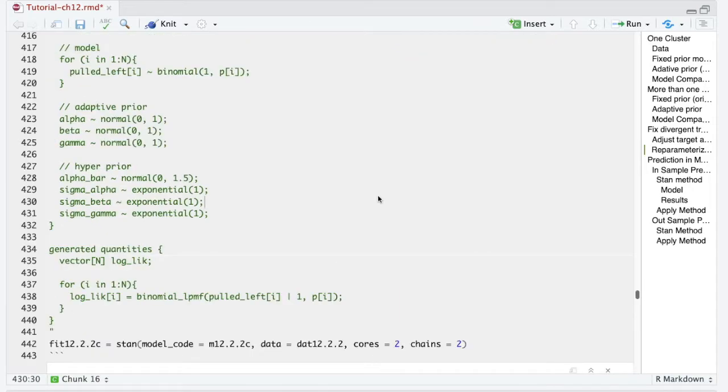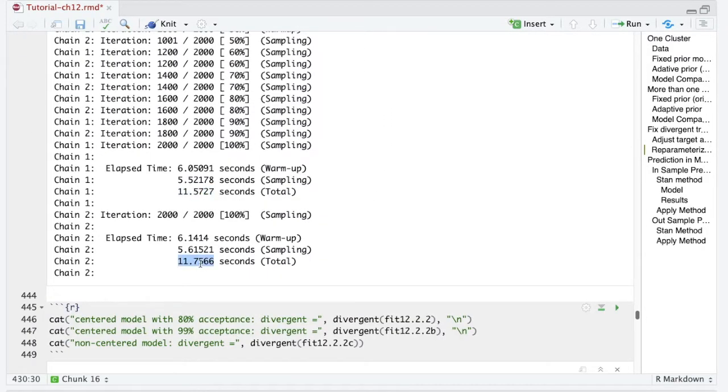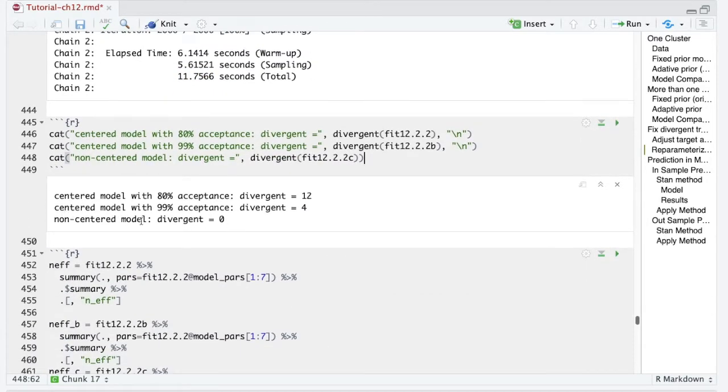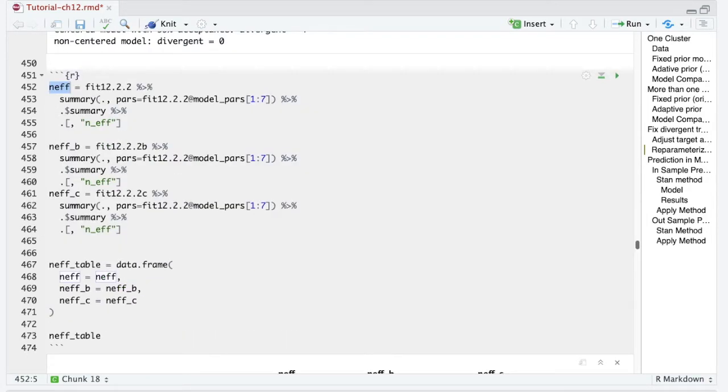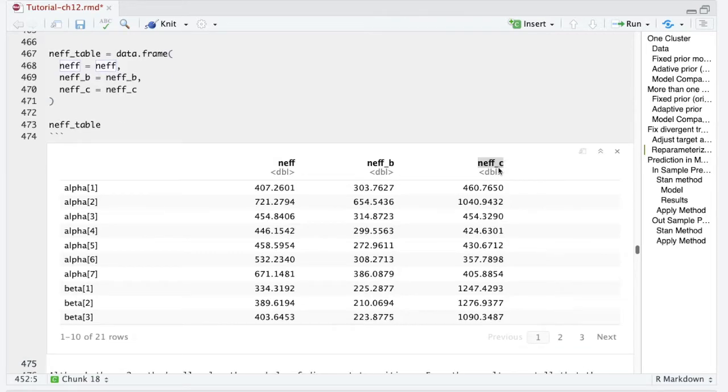Let's look at the fitting time and see if we still have any divergent transitions. Firstly, the fitting time, okay, 11 seconds. Although it's a little bit longer than the centered version, it's not a huge difference. And for divergent transitions, you can see with the non-centered model now, divergent transitions is 0. Also compare the number of effective samples of these three models on different parameters. Larger effective samples means the parameter is sampled better. Model C, the non-centered version, usually has the most effective samples.